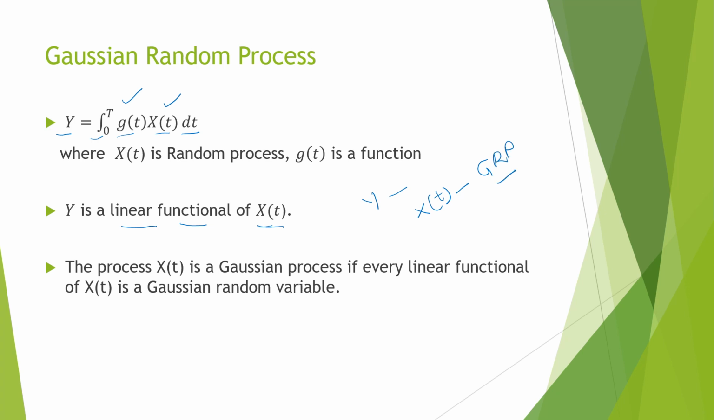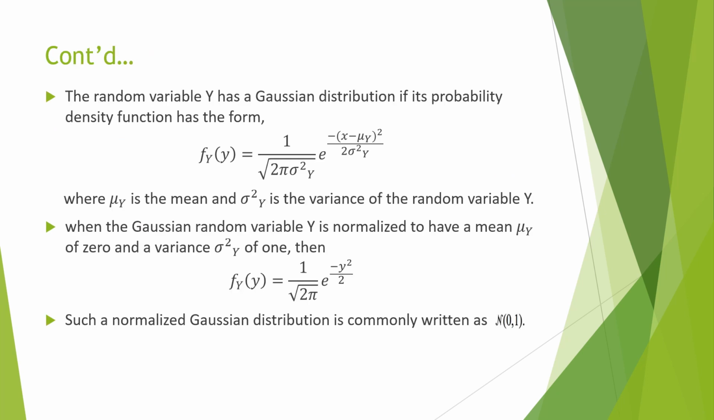So if each linear functional of x(t) is giving us a Gaussian random variable, then the process x(t) is known as a Gaussian random process. This is the alternate definition of Gaussian random process. Now I rewrite the equation for the Gaussian process, that is y = integral 0 to T g(t) x(t) dt, where g(t) is a deterministic function and x(t) is a random process. If each linear function leads to a Gaussian random variable y, then the process x(t) is known as a Gaussian process, that we have seen in the previous slide.